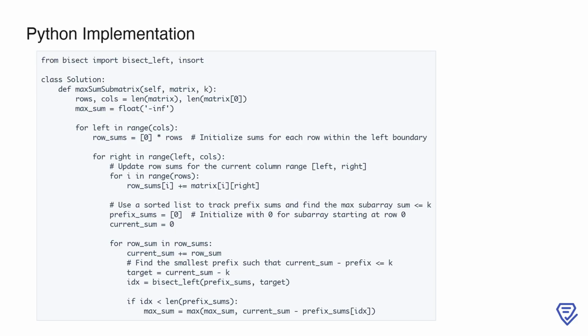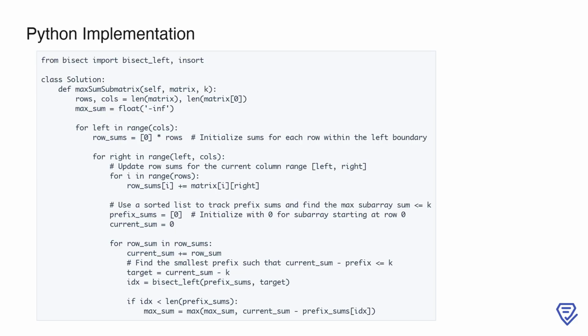To solve the problem of finding the maximum sum of a rectangle in a matrix that does not exceed a given value k, we start by importing the necessary functions from the bisect module. The bisect_left function will help us locate positions in a sorted list, and insort will allow us to insert elements while maintaining the list's order. Inside the solution class, we define the maxSumSubmatrix method. First, we determine the number of rows and columns in the matrix and initialize max_sum to -infinity, as we are looking for the maximum possible value.